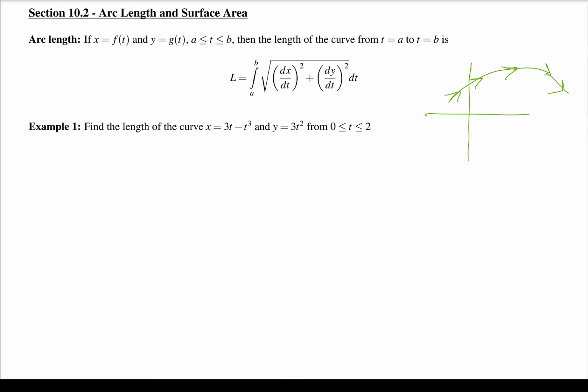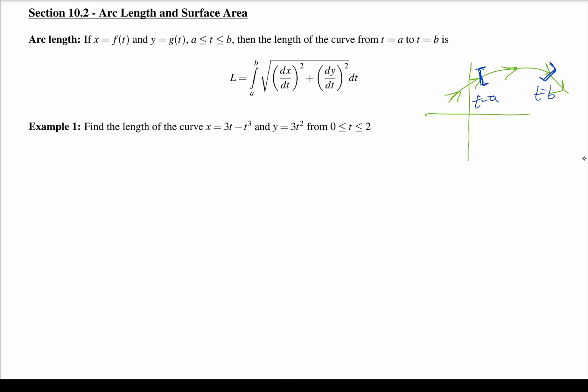And now let's say there's some piece of this curve, maybe from here to here, and I want to know what is the length of the curve? Like, how far are we traveling in here? So then this would be from t equals a to t equals b.